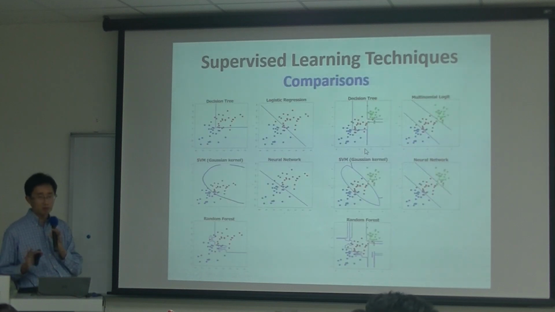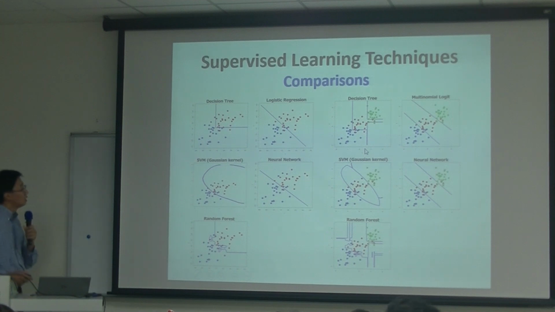So let's make a very simple comparison. You can see that these are the data containing red dots and blue dots, okay? For logistic regression, you can just plot a straight line to classify these 2 groups. But immediately you will see that, for example here, this red dot is misclassified. And also this blue dot is misclassified.